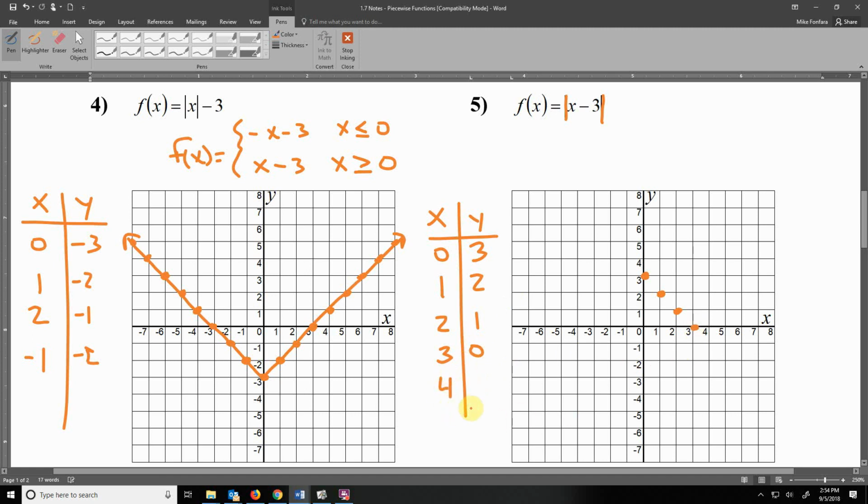If I put in a 4, minus 3 is 1. The absolute value of 1 is 1. And now it has changed directions, and I've got the V shape that I'm looking for.